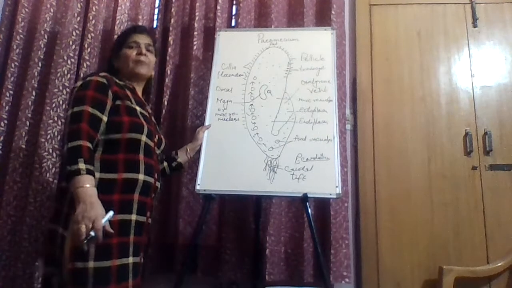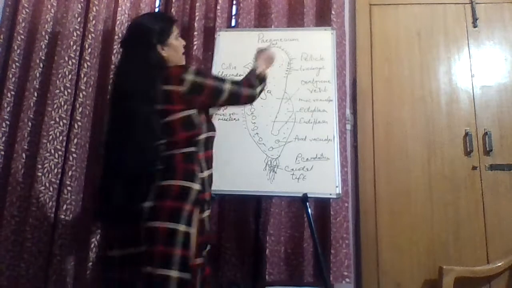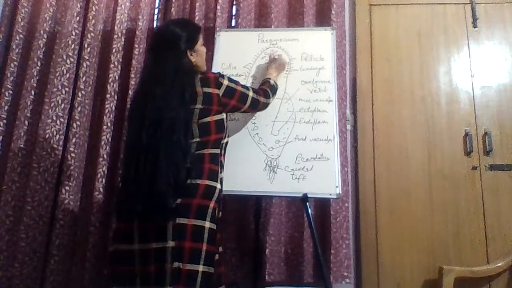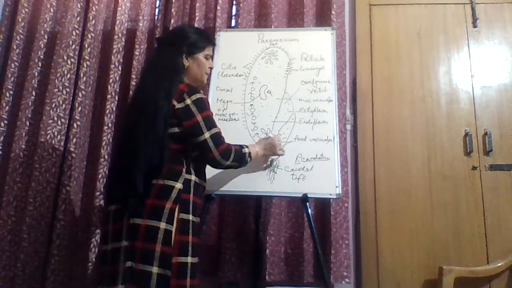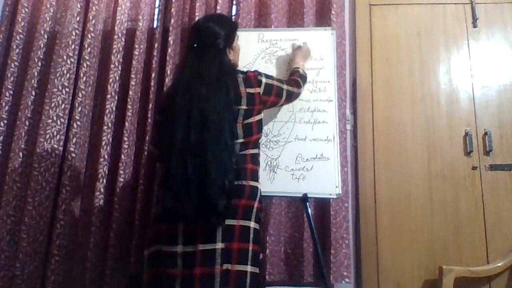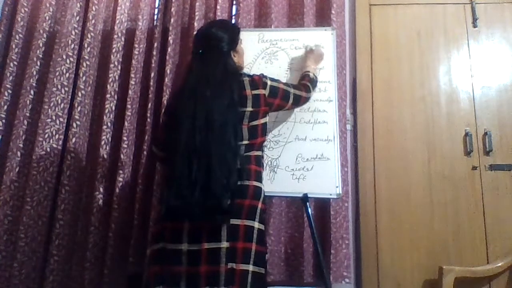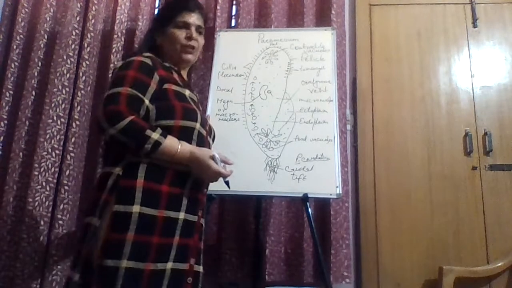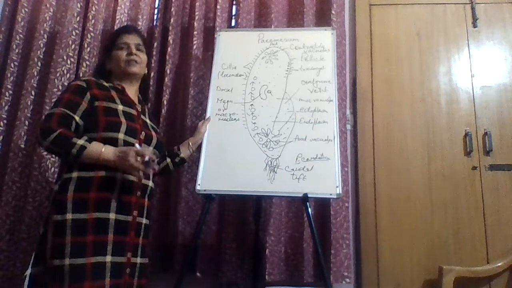Within the body of the Paramecium, two contractile vacuoles are present. One is at the anterior end and another is at the posterior end. These contractile vacuoles are responsible for osmoregulation. Osmo means water. So they regulate the amount of water which is present within the body.